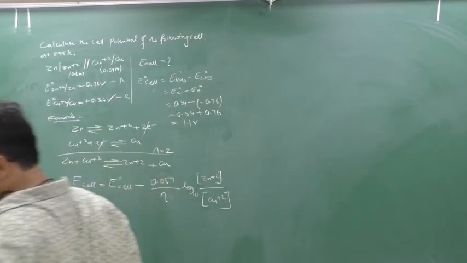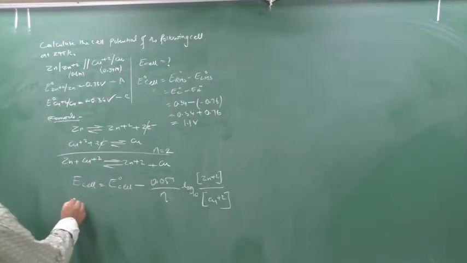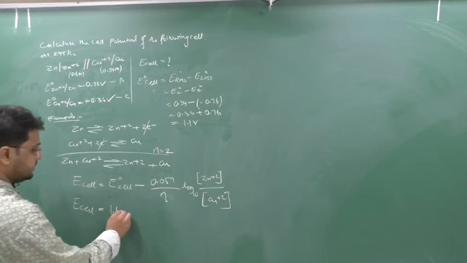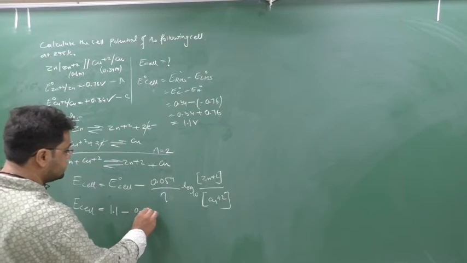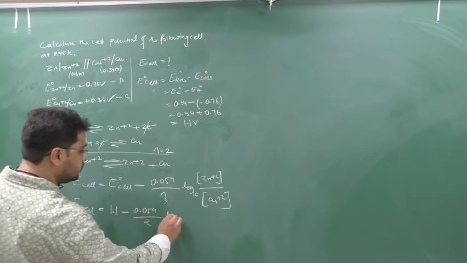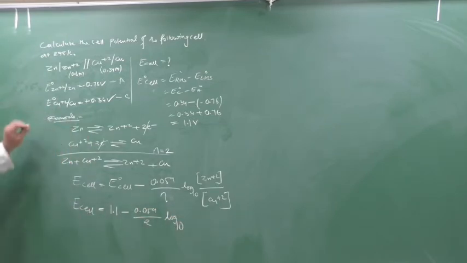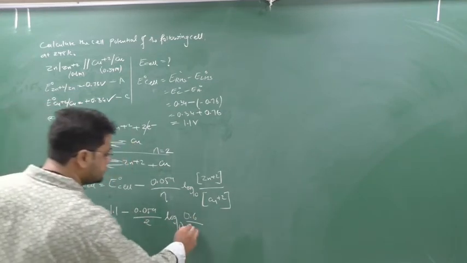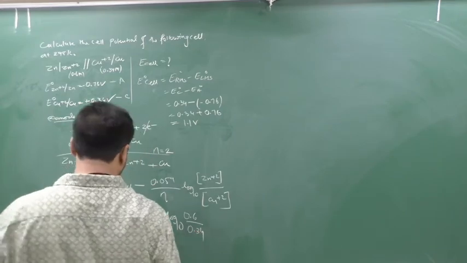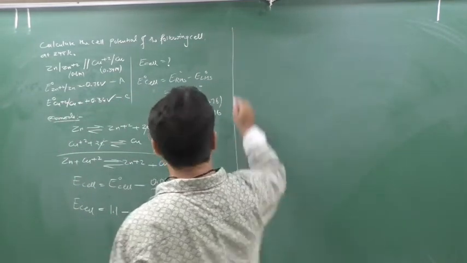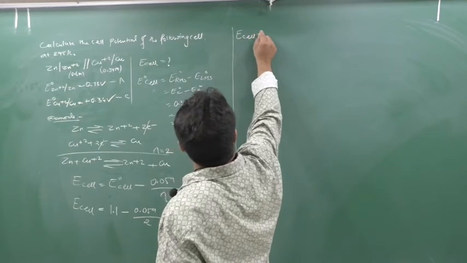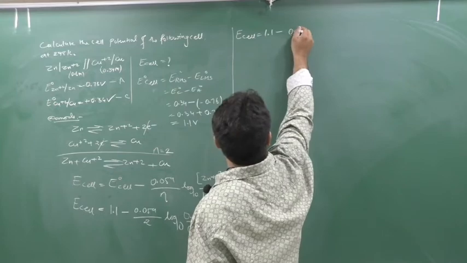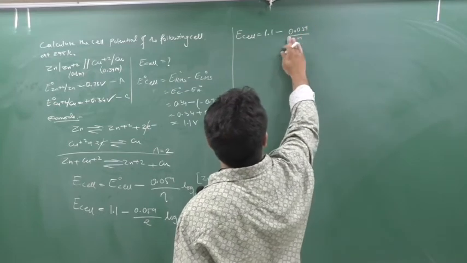Clear? Now, put the values in the equation. So, we have to calculate E cell. E naught cell is 1.1 minus 0.059 upon 2 log to the base 10. Concentration of Zn plus 2 is 0.6, concentration of Cu plus 2 is 0.34. E cell equal to 1.1 minus 0.059 upon n, that is 2, no?